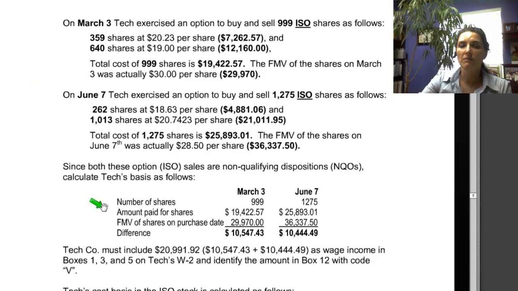Since both of these option ISO shares are non-qualifying dispositions, you calculate Tech's basis as follows. You look at the number of shares and the amount paid for those shares. You also look at the fair market value of the shares on the purchase date. You subtract the amount paid from the fair market value on the purchase date, and you get a difference or spread for each of those transactions: $10,547 for the March 3 transaction and $10,444 for the June 7 transaction. Tech company, under the law, is required to report those combined amounts, which are $20,991.92, as wage income in boxes 1, 3, and 5 of Tech's W-2, and then identify the amount in box 12 with the code V.